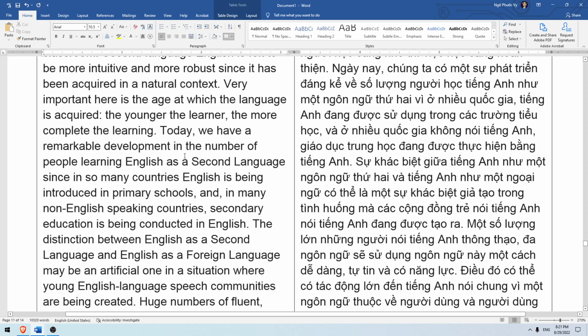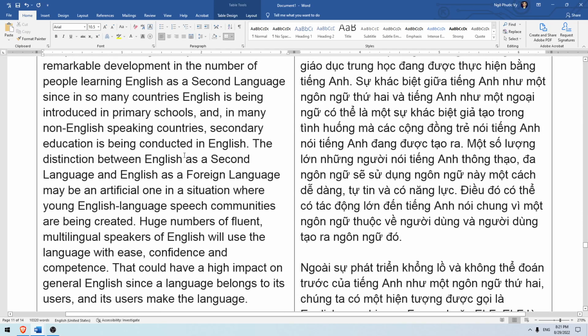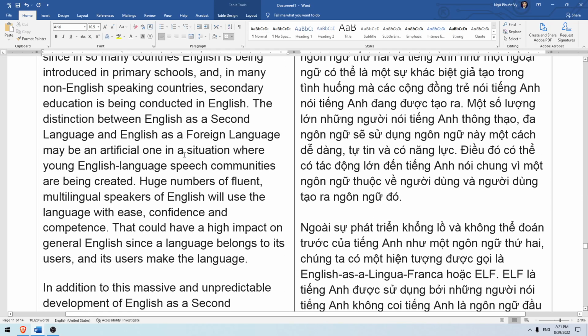Second language English is felt to be more intuitive and more robust, since it has been acquired in a natural context. Very important here is the age at which the language is acquired. The younger the learner, the more complete the learning. Today, we have a remarkable development in the number of people learning English as a second language, since in so many countries, English is being introduced in primary schools and in many non-English speaking countries, secondary education is being conducted in English.